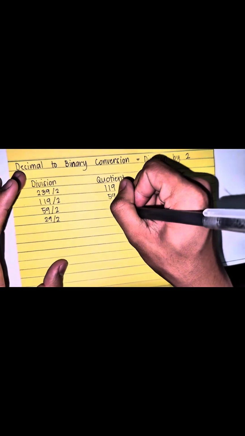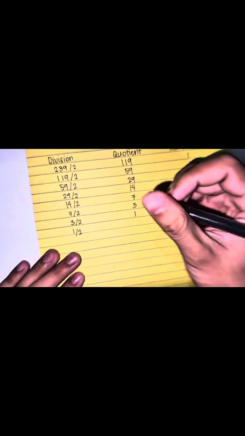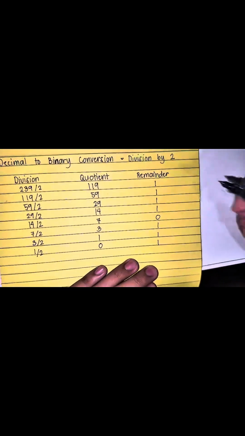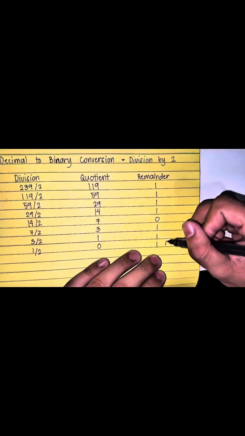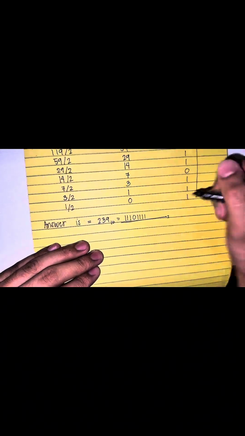The quotient is the answer after you divide the number by 2, and the remainder is what is left over from the number that you divided. It's either 0 or 1. You're going to stop dividing when you reach 0 or 1. The remainders will be your answer, the binary, so you're going to write it from bottom to top. Also, don't forget that binary numbers are composed of just two digits, 0 and 1. So the answer will be 11101111.